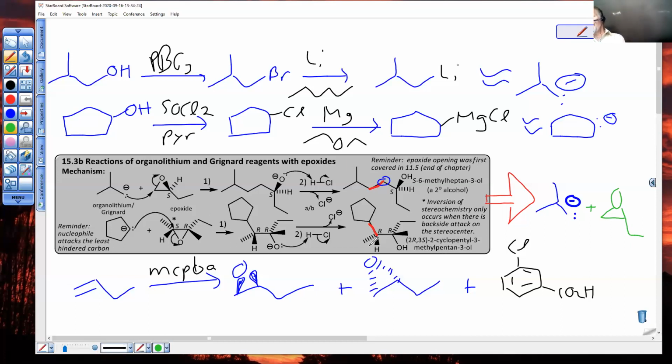So if this was our target, we could think about 2 approaches. We could use a nucleophile with this piece attacking a carbonyl, which is fine. Or we can use a nucleophile that has this piece and attack an epoxide. And it all depends on what you have available. If you have this available, then you would use this approach with the epoxide. And that is how we use epoxides with organolithium and Grignard reagents. Moving on.